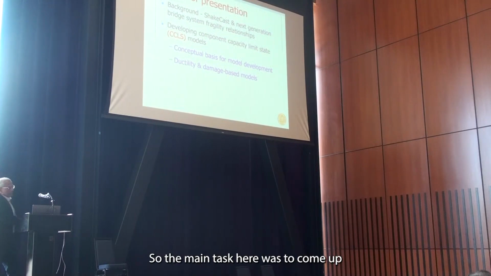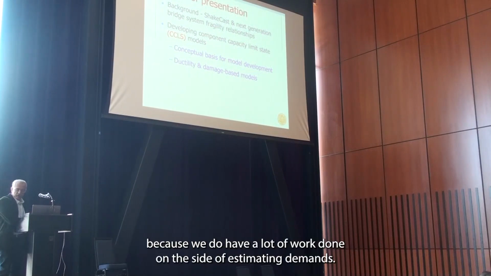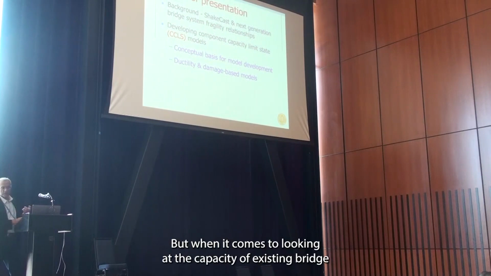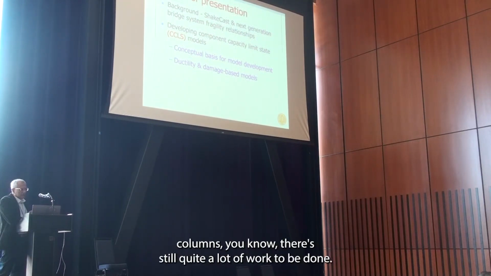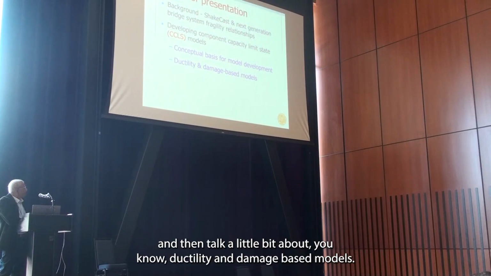So the main task here was to come up with what we call component capacity limit states. Because we do have a lot of work done on the side of estimating demands, but when it comes to looking at the capacity of existing bridge columns, there's still quite a lot of work to be done. And so I'm going to provide the conceptual basis for how we came up with our models, and then talk a little bit about ductility and damage-based models.